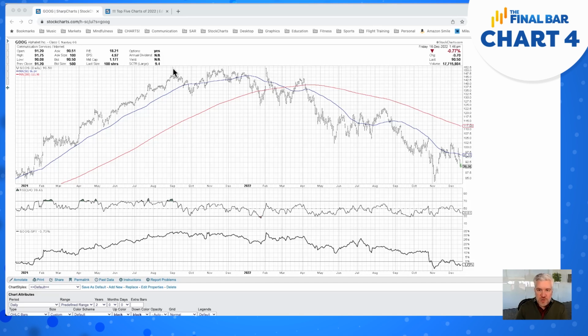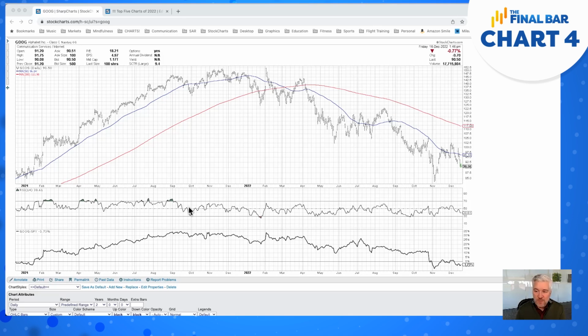So here is the chart we're going to be reviewing. At the top, it's my classic daily 2-year chart. If you watch the Final Bar regularly, you see this chart featured a lot, because when I bring up a stock and I just want to see what's going on, this is my go-to chart. It's a 2-year daily bar chart. I have the 50-day moving average in blue, the 200-day moving average in red.